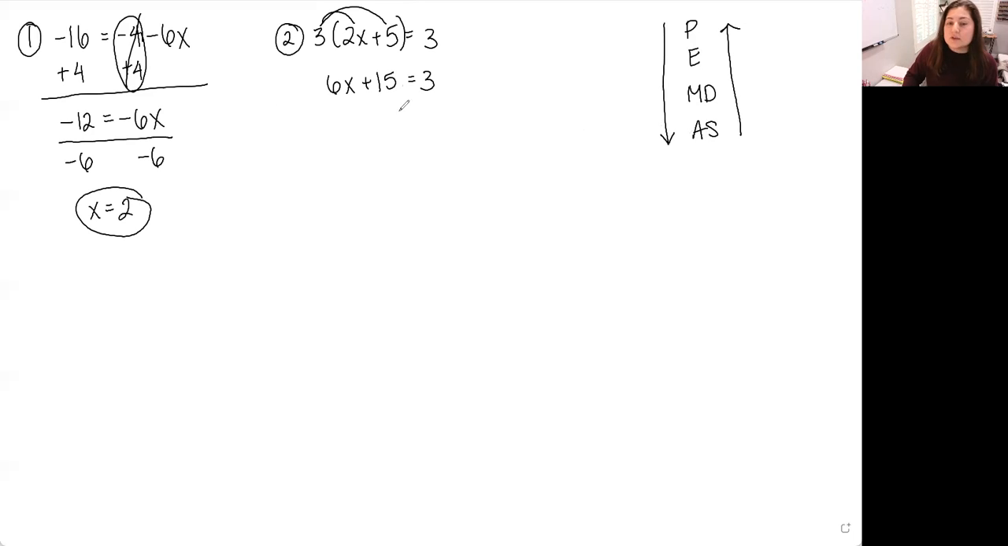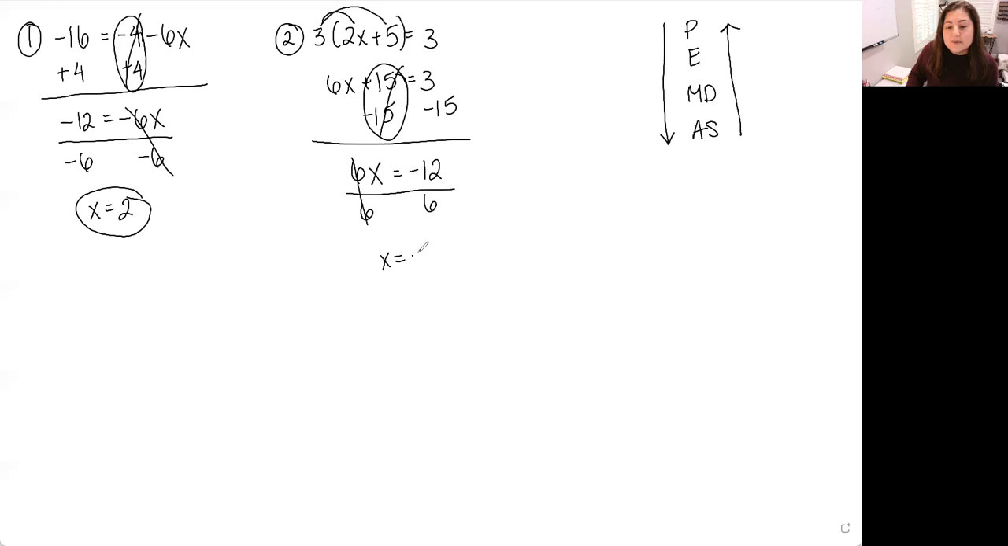Do I have any addition or subtraction? Yes, I do. I'm going to subtract 15 from both sides, creating this zero pair here. I'm going to be left with 6x equals -12. Then I'm going to go ahead and divide both sides by 6, creating a 1 pair just like I did here. And x equals -2 in this case. Okay, let's jump right into 3. Of course, if you have any questions at any point in time, absolutely go ahead and reach out. I'm here for you whenever you need them.